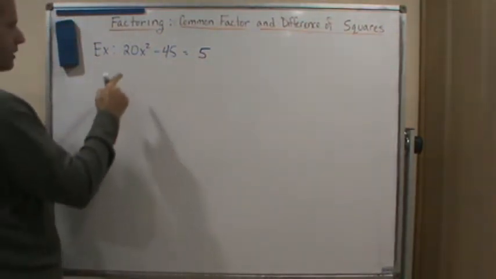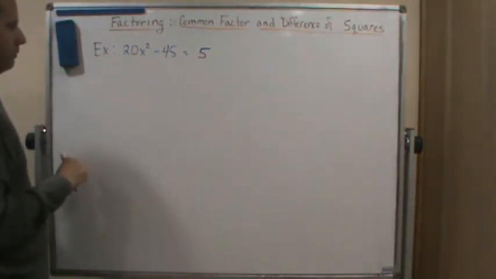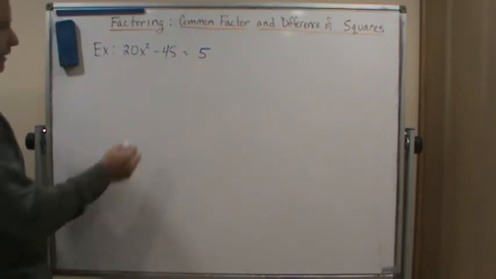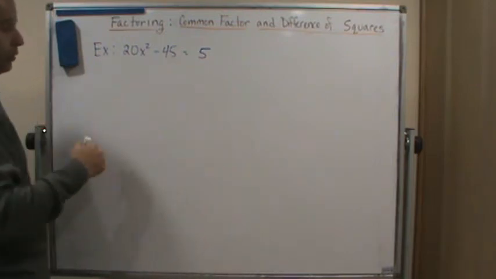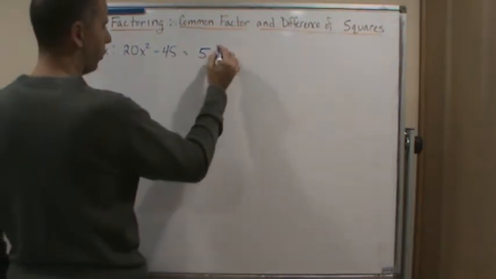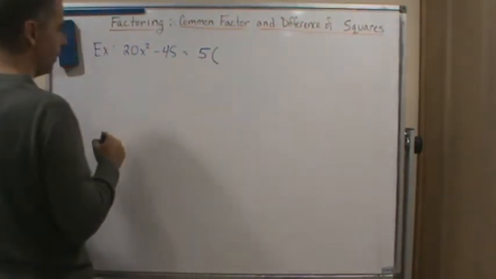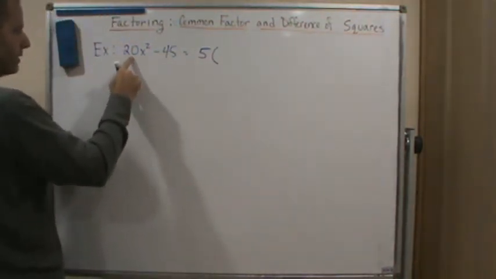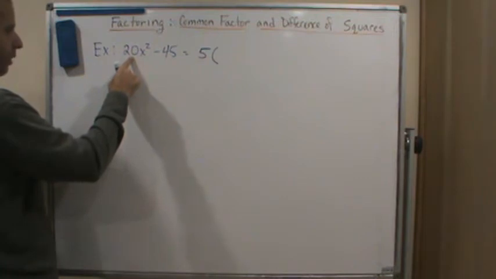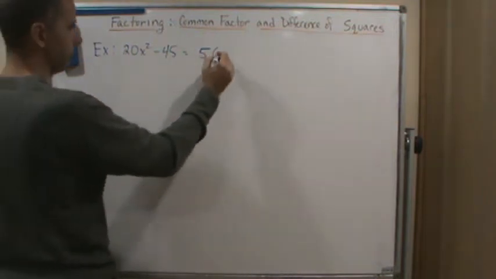And what's the largest factor of x squared? Well, we can't take it out of x squared because we don't have an x here. So 0, we can't take out any. So we're going to factor out the 5. And what's left over? Well, what times 5 equals 20? That's going to be 4.